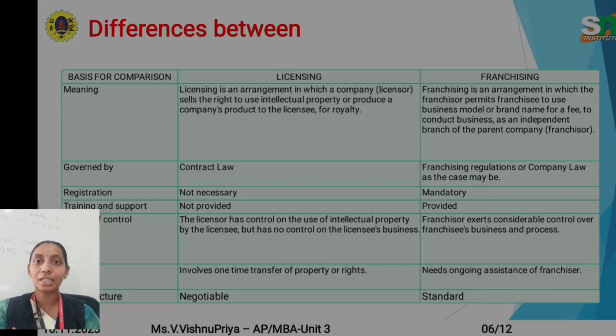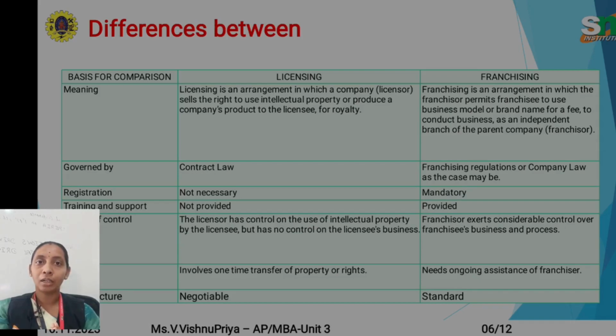Now we can see the small difference between license and franchise. License means an arrangement for a company to use intellectual property, or to get a company's product under a license. Franchise means it is an agreement where you get a permit to use their own brand. For example, I take McDonald's. If I want to use this brand, I get a franchise, I get a license, I get an agreement.